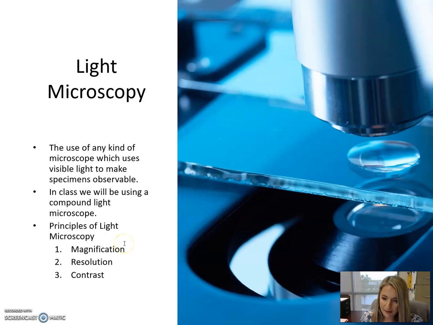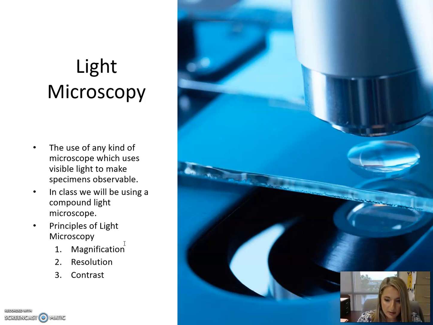So speaking of the magnifying device, our next topic is light microscopy and the use of a compound light microscope in order to make specimens visible. With light microscopy, there are 3 essential principles that we'll be going over. The first being magnification, which is the ability to make an image larger, which is what we need to do for microorganisms because they are so small.